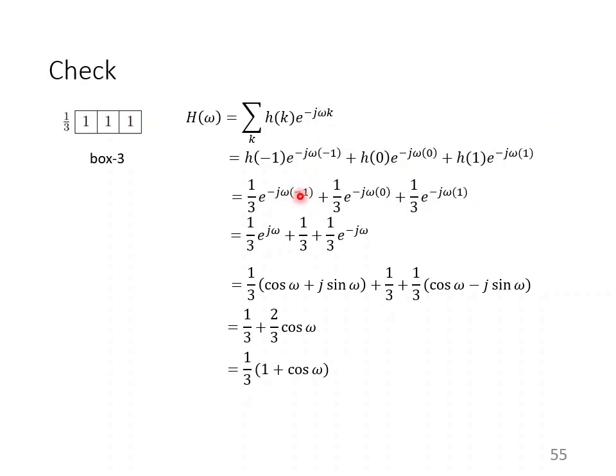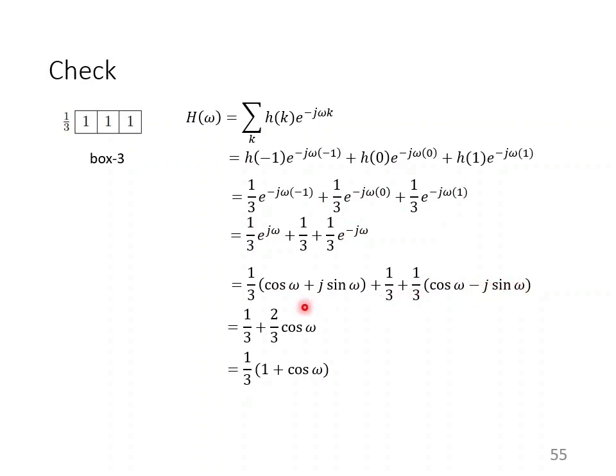So this is negative, so we get a positive exponential term. And because this is 0, the exponential to the order of 0 is 1. So we get the 1 here, and this is 1. So this is exponential to minus j omega. That expands the exponential term into cosine and sine: cosine and the negative sine.